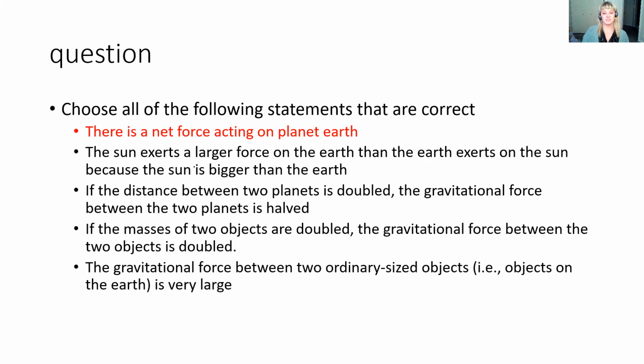The sun doesn't accelerate towards the Earth because it barely would, because the sun's mass is so big that force is not going to cause an acceleration on the sun.